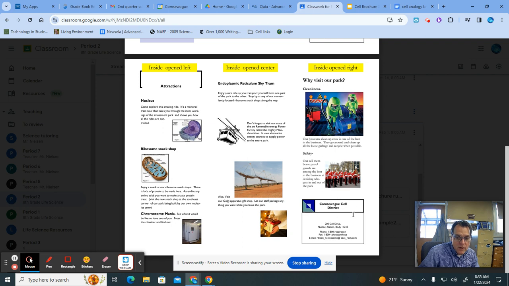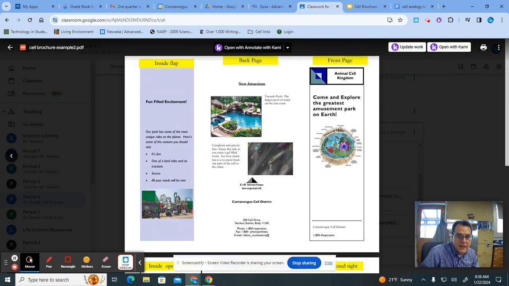This is from the Comstock Excel District, and the address is 200 Cell Drive. The phone number is 1-800-RESPIRATION. So have some fun with it. Add some fun things to it that make it more brochure-like.